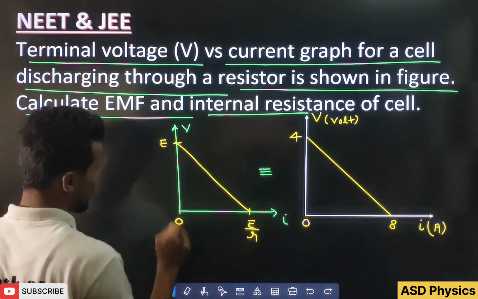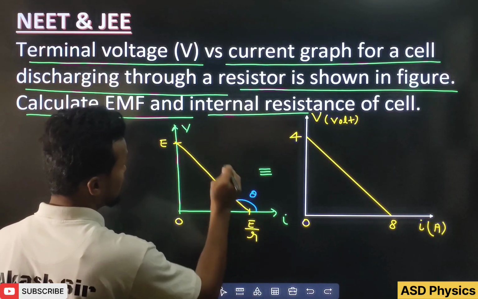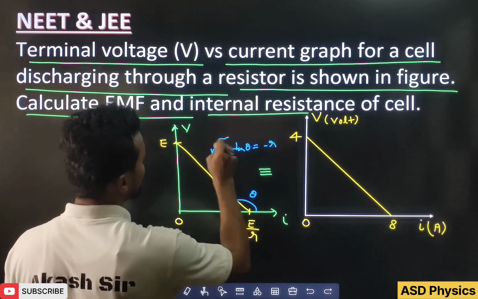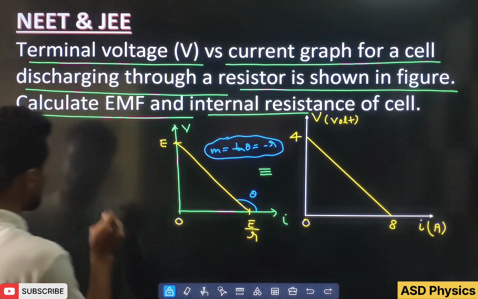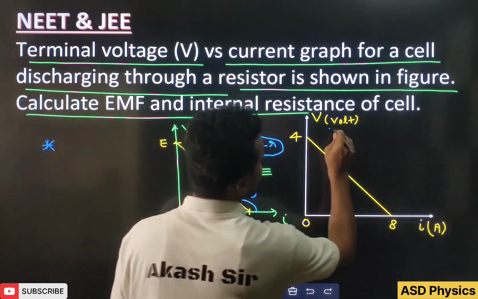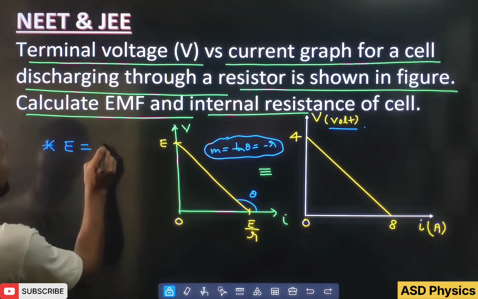Here the intercept was E, remember? And what was the slope? If I take this angle theta, then the slope was tan theta equal to minus R. Okay. So now students, if you compare very well, you can see this is E, this is 4, and make sure what the unit is. Voltage. Unit is very important. So E will be 4 volt.